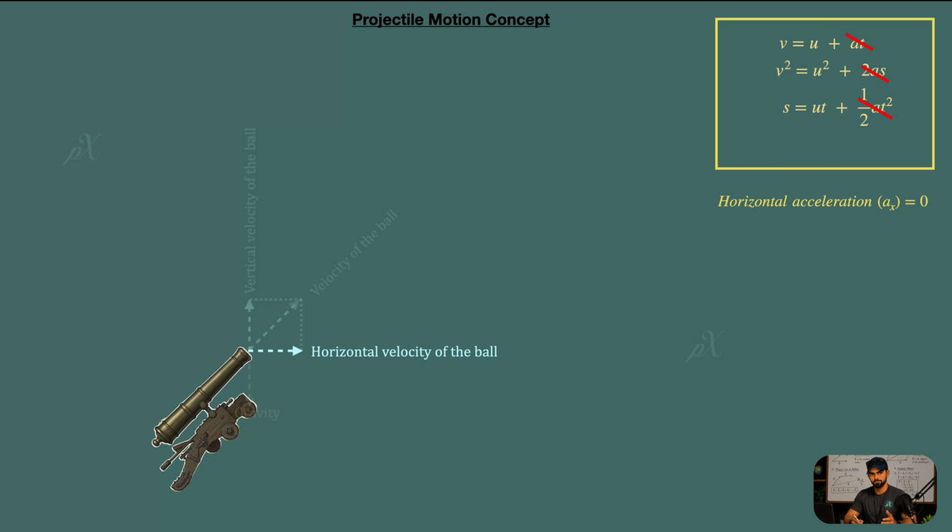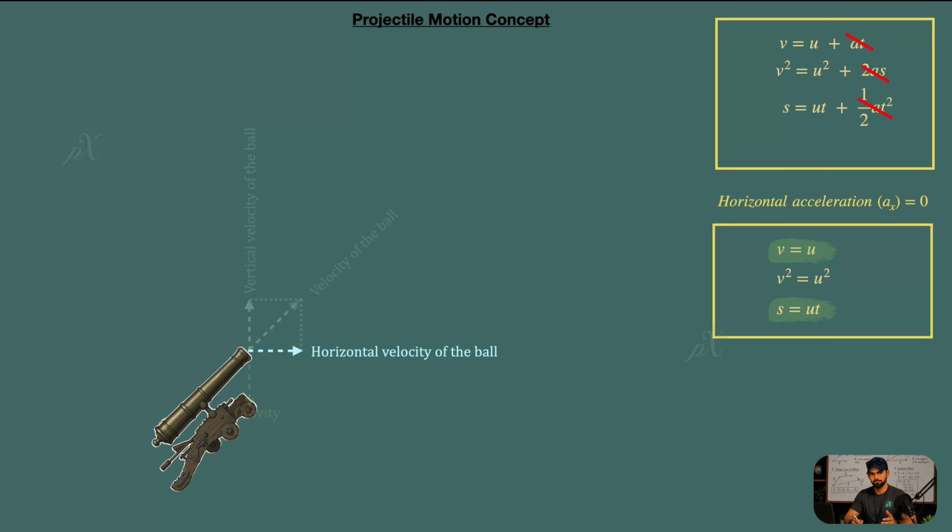Now, if we substitute a equals 0 into the equations of motion, here's what we get. v equals u. v square equals u square. And s equals u multiplied by t. These are the equations of motion along the horizontal direction. Now, here's the most important observation. Since the initial velocity is equal to the final velocity, the horizontal velocity of the ball remains constant throughout its entire journey. And because the horizontal velocity remains constant, the horizontal distance traveled, which is also called the range of the projectile, is simply equal to horizontal velocity multiplied by the time of flight.